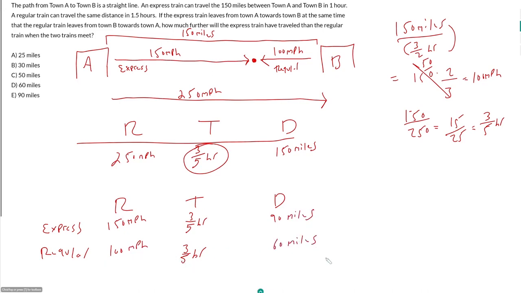Note that between them, this is the distance each train traveled when they meet, and between them, they traveled 150 miles, which is the entire distance from A to B. So this checks out. And we want to know how much further the express train traveled. So that is just 90 minus 60, or 30 miles.